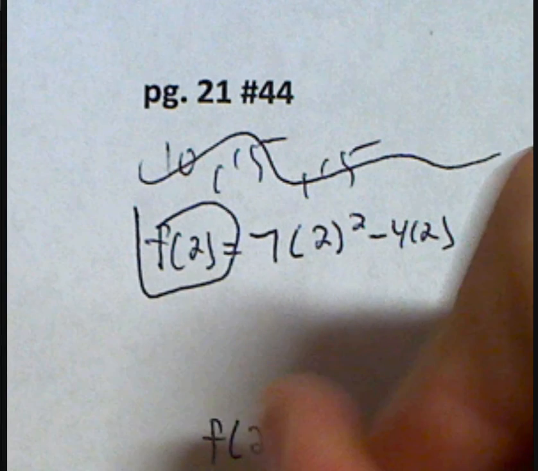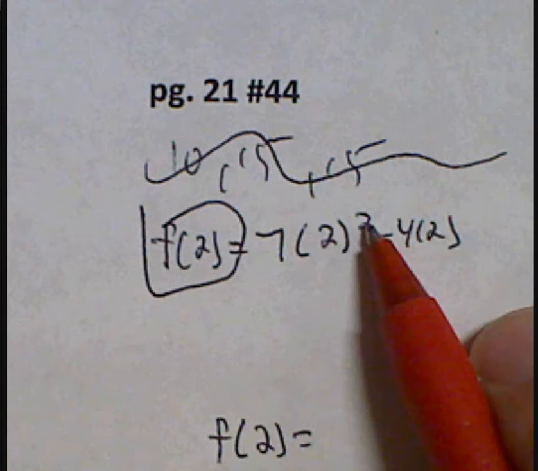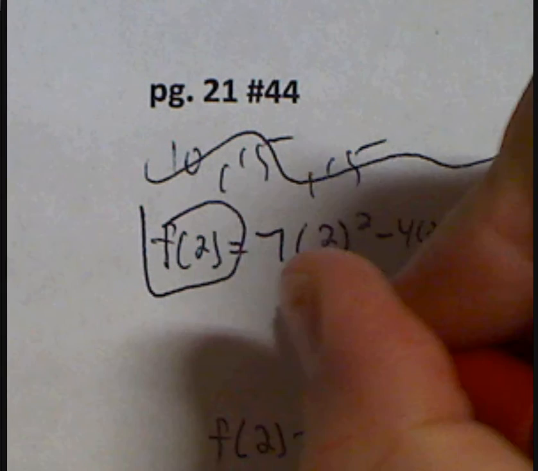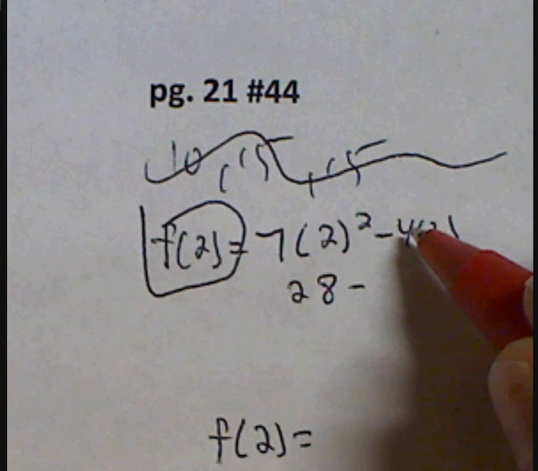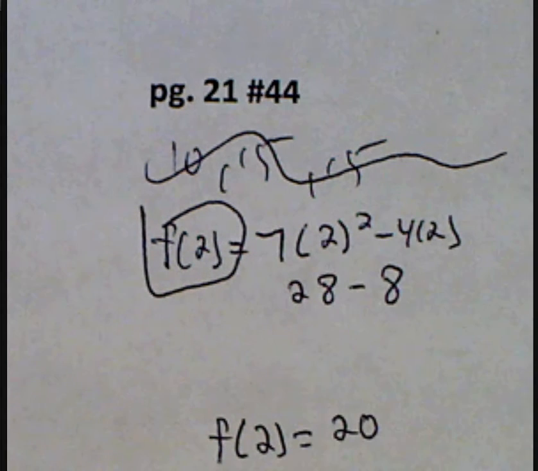So I'm trying to find f of 2, which equals something. 2 squared would be 4. 4 times 7 is 28. 4 times 2 is 8. So my answer has to be 20, which is K.